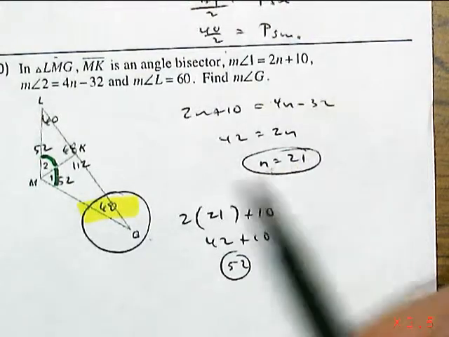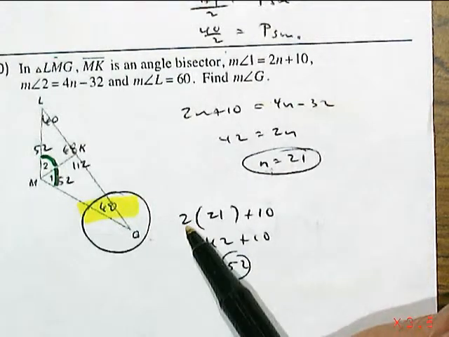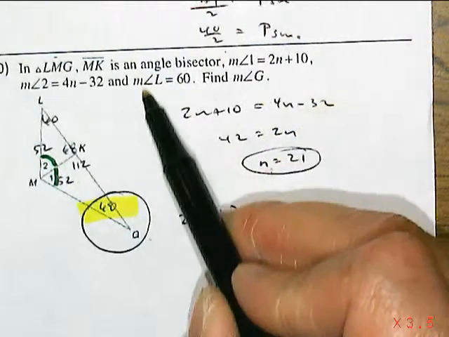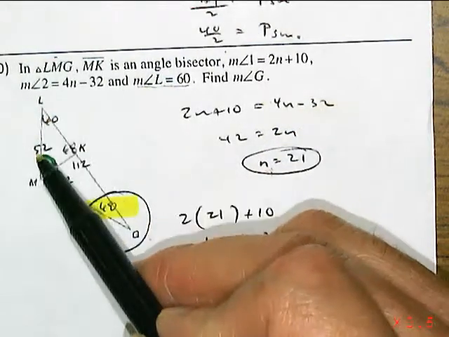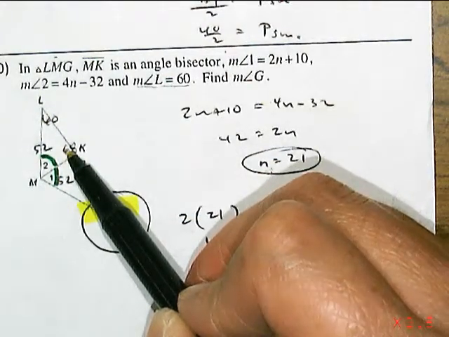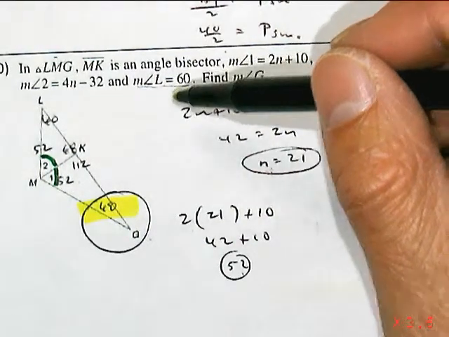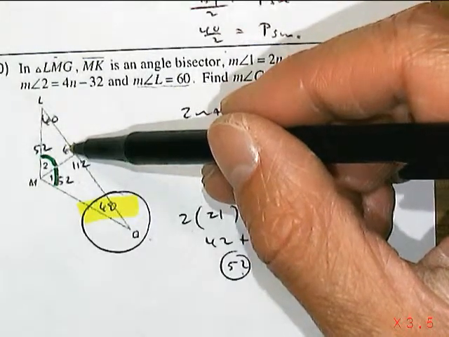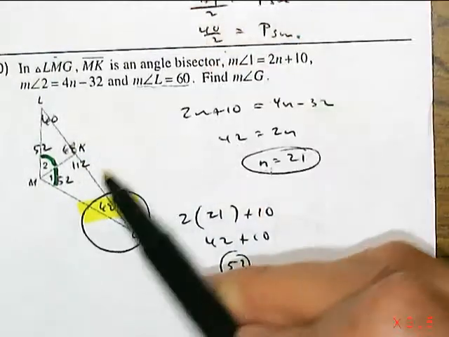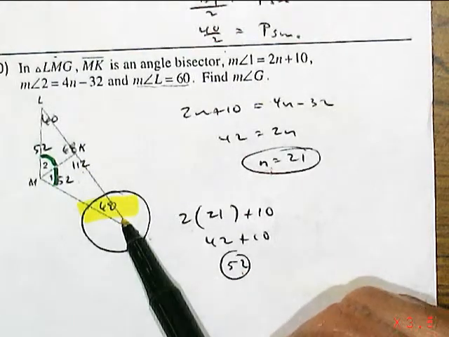Once I have n, I can substitute it into one of those angles. I substitute in for angle 1. 2 times 21 plus 10 gives me 52 degrees. These will be both 52 degrees. Well, it says L is 60, so 52 plus 60 plus this will give me, by the triangle sum theorem, that this angle here is 68 degrees. Well, if this is 68 degrees, you can use the linear pair postulate, which will give me 112. 52 plus 112 plus this angle equal 180.